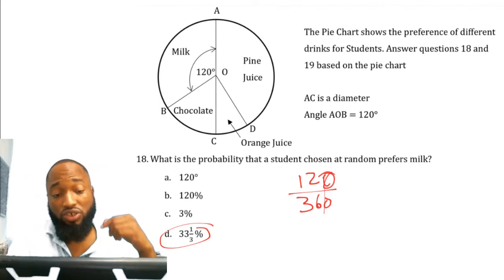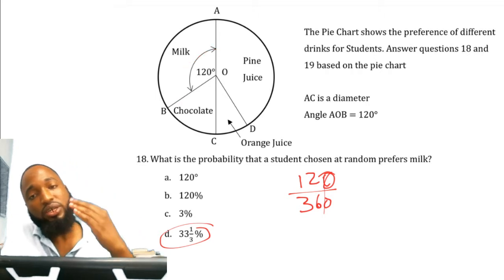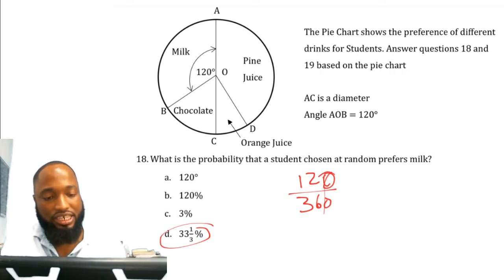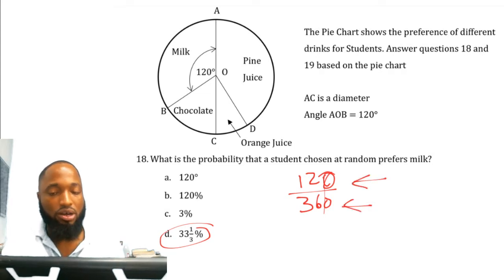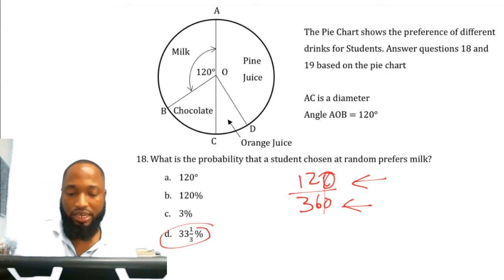120 degrees, 360 degrees in a circle. Milk is this little 120 here. So you put the 120 like a fraction. Probability is like fractions in a way. It is the desired outcome over the total possible outcomes. Fun stuff. Let's get 19.